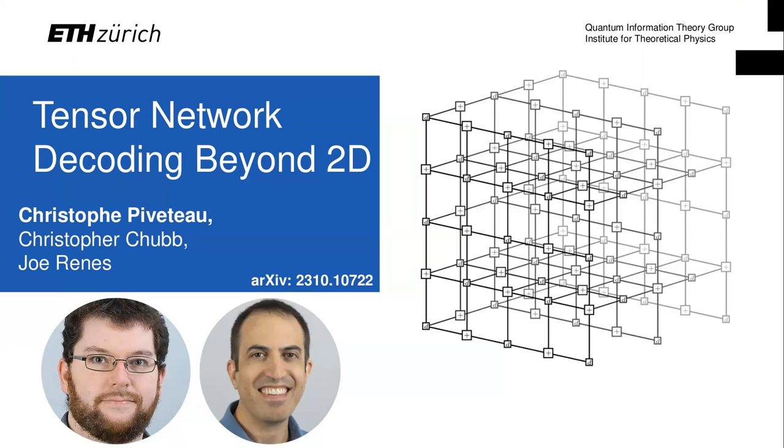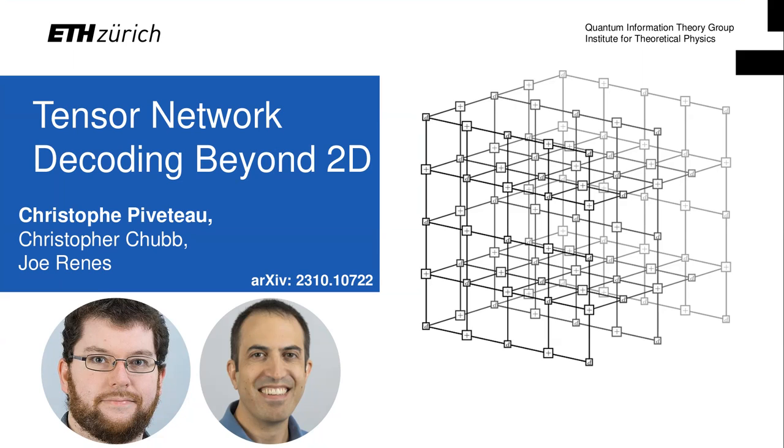Right. So as said, there's kind of two aspects to this. There's the Tensor Networks and there's the decoding part. So I assume there might be people in the audience who might be interested in one of the two aspects more specifically. So I'll try to introduce the relevant background that you'll need to understand it, so everyone can get something out of it, even if you're just familiar with one of the two. This is joint work together with Chris Chubb and Joe Rennes, who are also at ETH, or at least Chris Chubb was when we did the project.